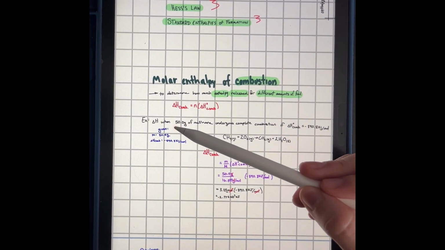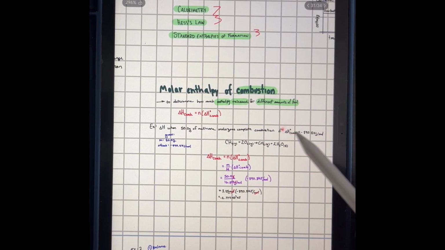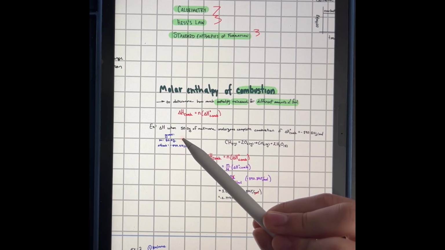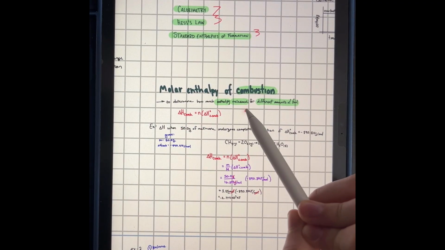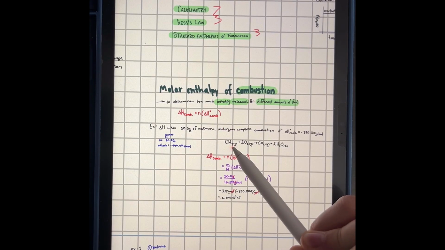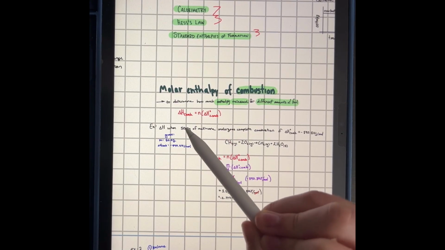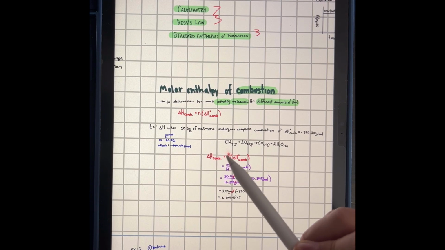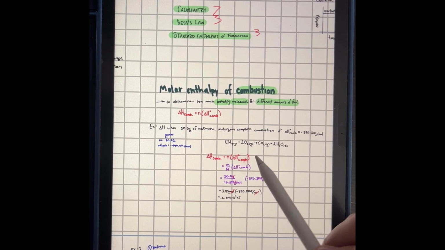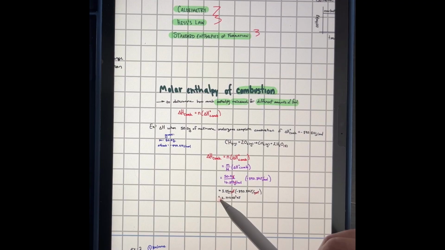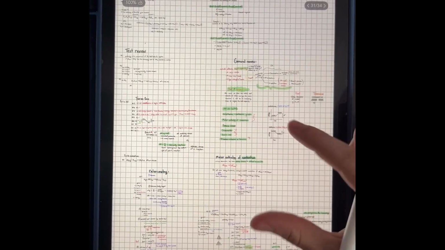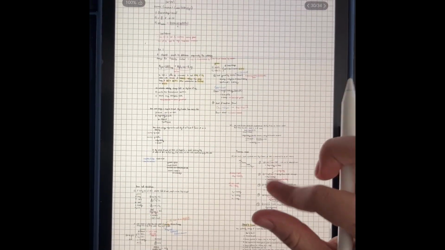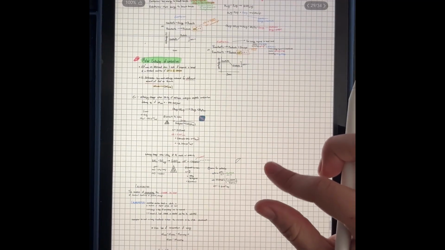We're given a mass, and then we're given this one, and so we wanted to find this one. So we have the mass of methane. Methane is CH4. So we can find the molar mass of this, use this mass to find the n value, and then we can just multiply in order to find our enthalpy of combustion. Okay, so that's molar enthalpy of combustion.